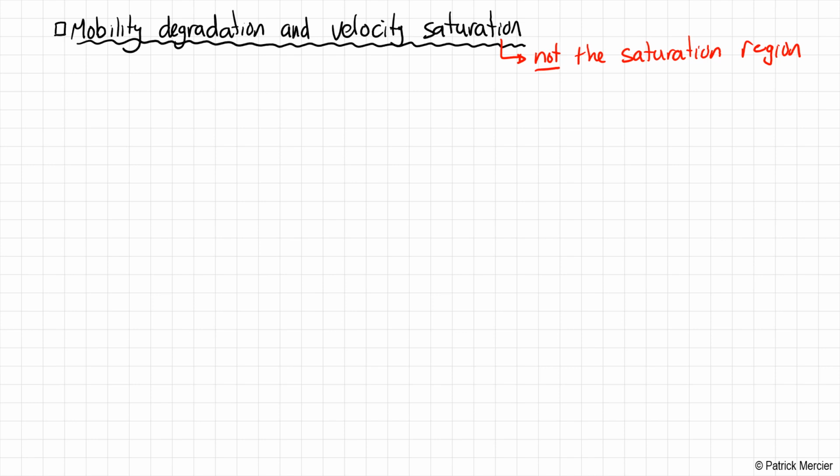Okay, so mobility degradation and velocity saturation, what does this all mean? So let me write a little paragraph here. In deep submicron processes, and this depends on what people mean by deep, let's say below 180 nanometer. Let me just write that a little bit more cleanly.